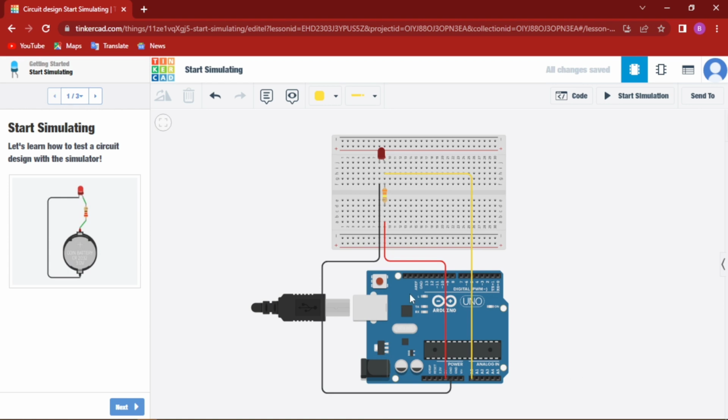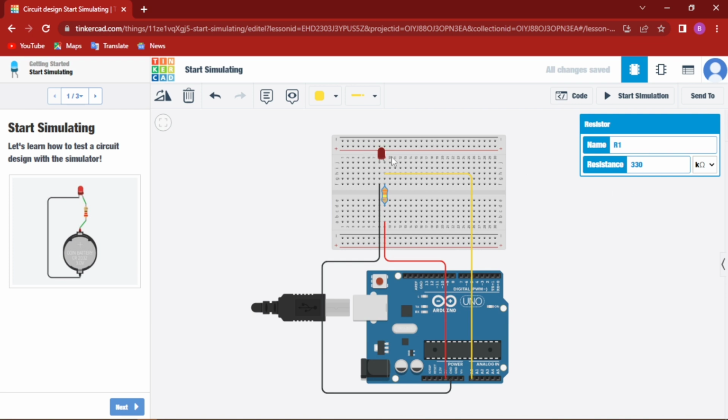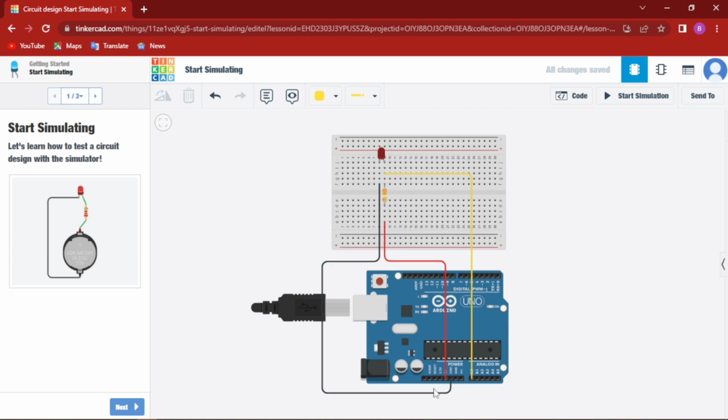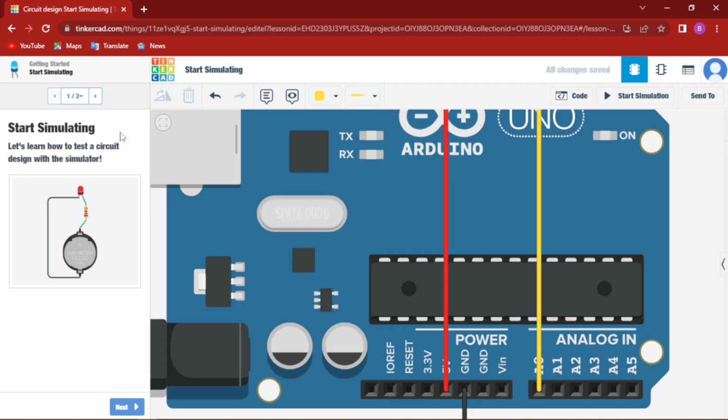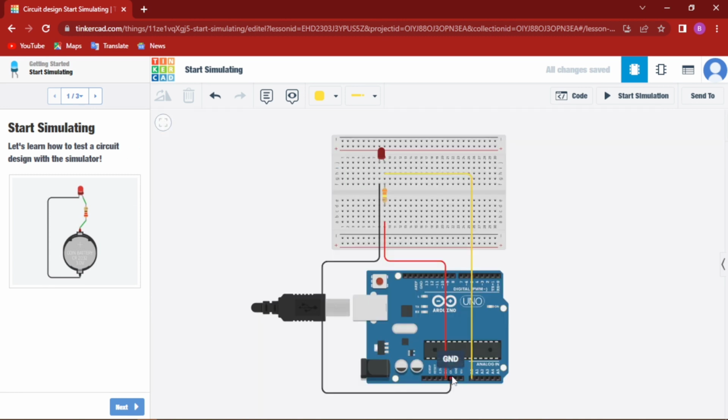What we have done here is that we have connected a 330 ohm resistor to the positive side of the LED, and we have connected the positive side to the 5 volt pin of the Arduino and the negative side to the ground pin of the Arduino.